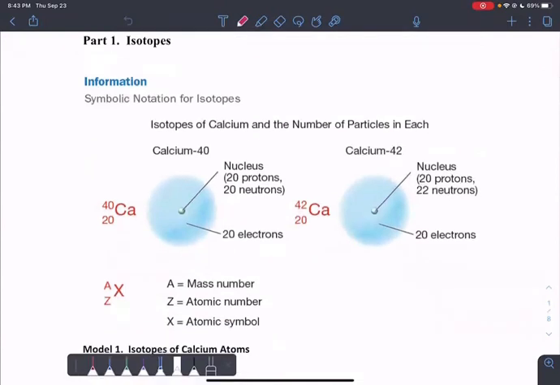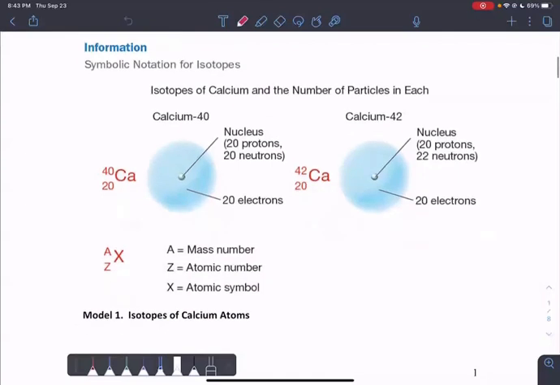So just kind of a reminder of how we look at isotopes, right? Isotopes are always going to be atoms of the same element, but have different numbers of neutrons in their nucleus. So this is just a visual representation of that.